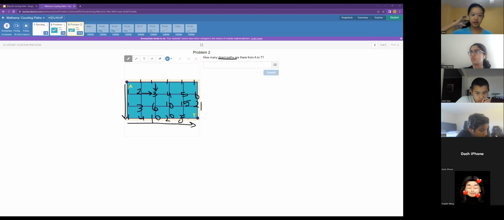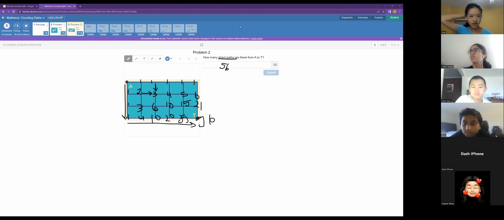And at the very end, you just add the last 2 vertices and you get the answer of 56. So that would be your answer. That's how many paths there are from A to T. So do you guys have any questions? This problem is a little different because you're moving in a different direction, but the process is basically the same.